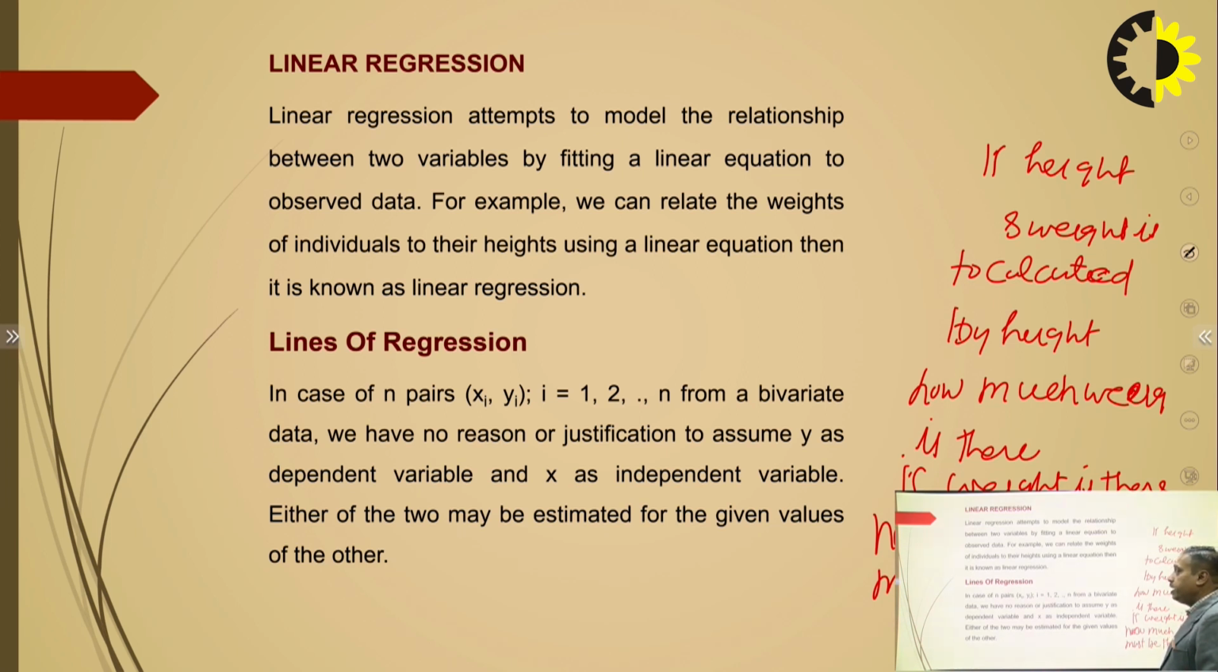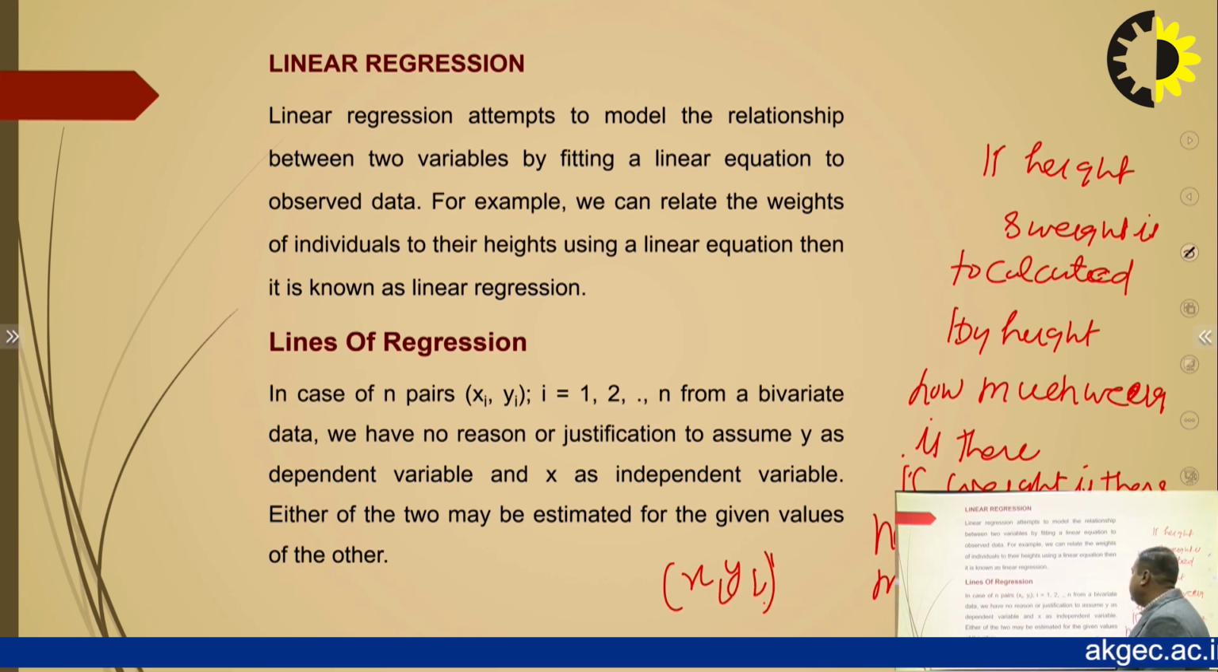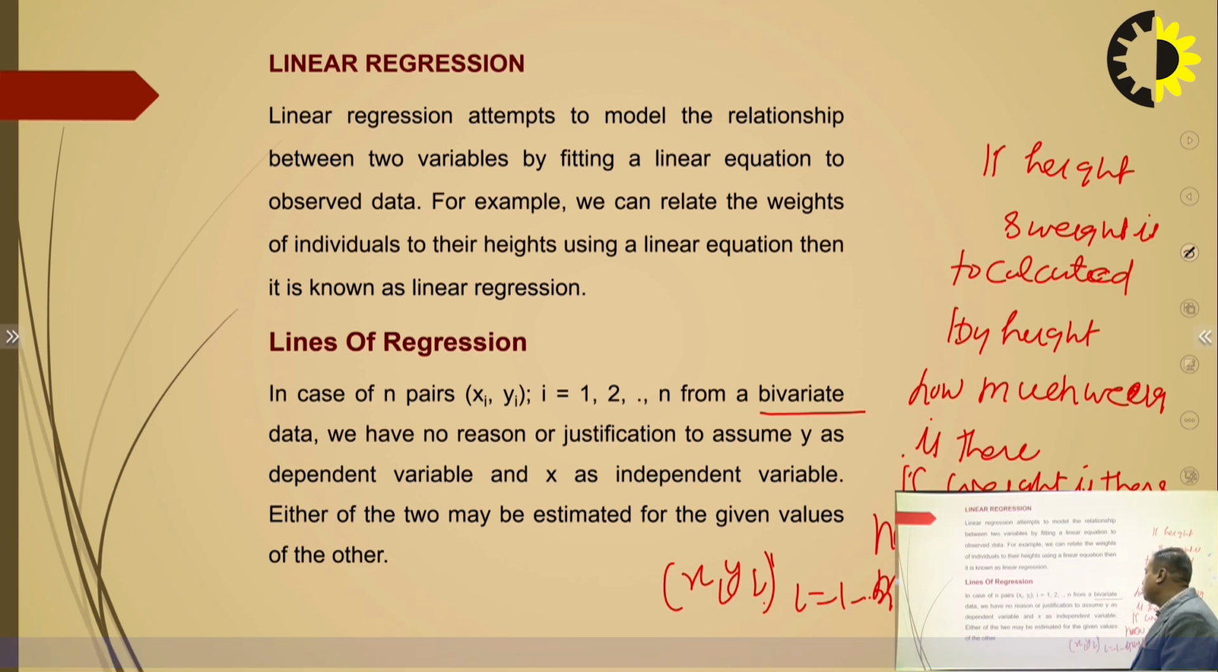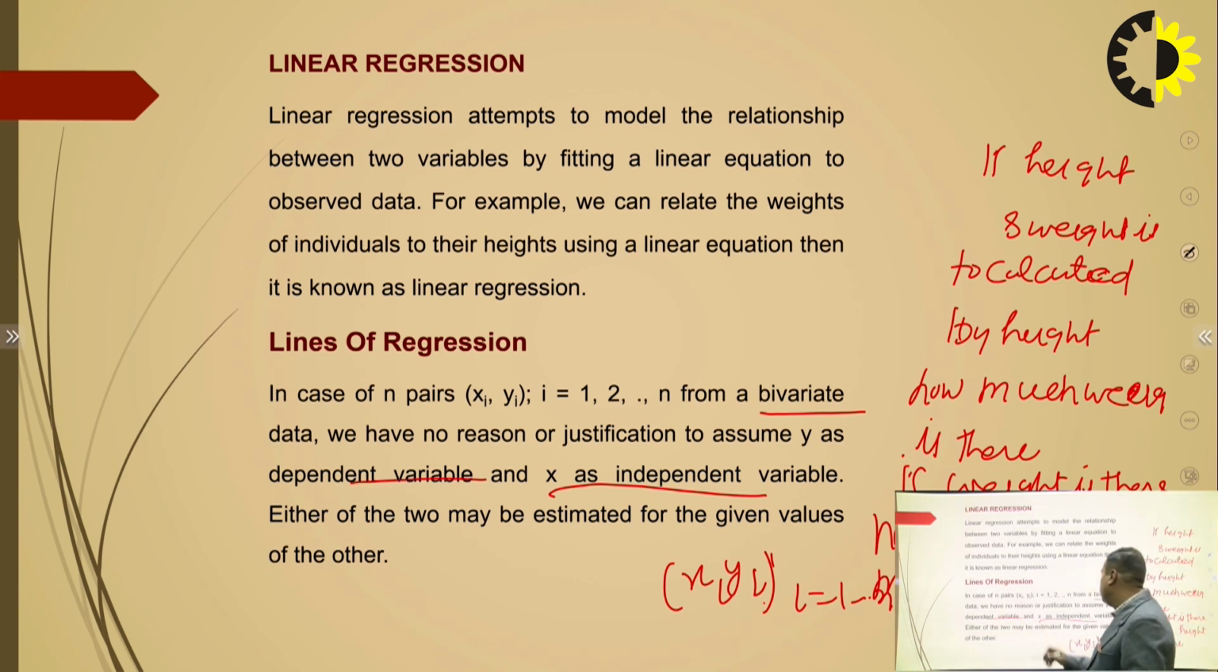In the case of the line of regression, there is the calculation of xi, yi, where i is equal to 1 to n. That means x1 y1, x2 y2, x3 y3, x4 y4. These are the bivariate data. We have no prior relation, so for justification we assume y as the dependent variable and x as the independent variable. Here x is independent and y is to be calculated with respect to x. That is called the dependent variable. Either of the two variables can be estimated for the given values of the other.